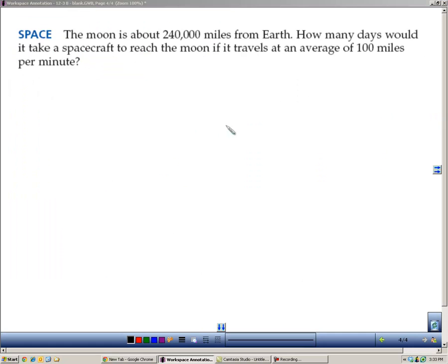Here's our last example for dimensional analysis. We're told the moon is about 240,000 miles from the Earth. There's really no comparison there, so we're just going to start with the given fact of 240,000 miles. But we want to convert that using 100 miles per minute. We want to know how many days it's going to take. So we want to end up having a unit that's days, which means we don't want the miles unit to even be here. So I'm going to make my next fraction 100 miles, because I know that that's going to cancel off with the miles over here.